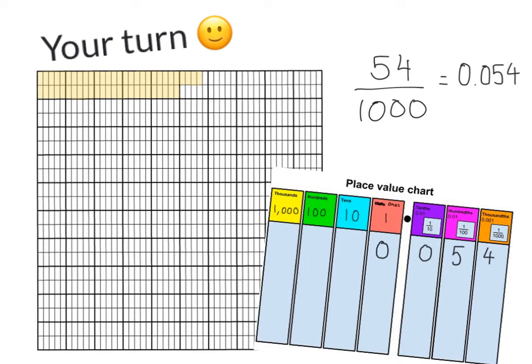Okay, let's have a look at an example. I'm going to ask you to do one more again on your own. Okay, so we can see from this 1,000th square that I've got a lot more colours in this time. So I've got a whole row across. Remember, one whole row is equal to a tenth. So I've got 3 whole rows.